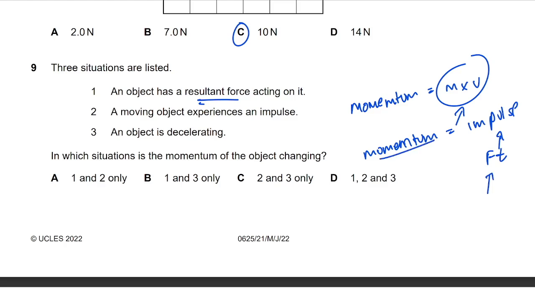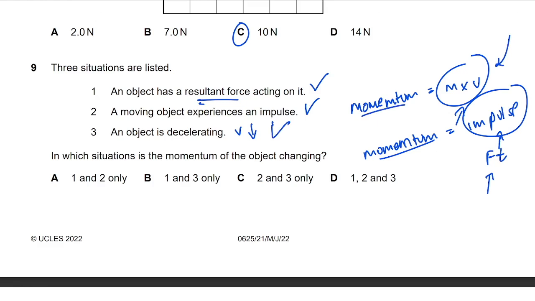So of course we will need it. A moving object experiences an impulse. If an impulse has occurred, momentum changes. So we'll need this. An object is decelerating. If an object is decelerating, the velocity is constantly decreasing. The rate of change of velocity is decreasing. This velocity is decreasing, and hence momentum will also decrease.